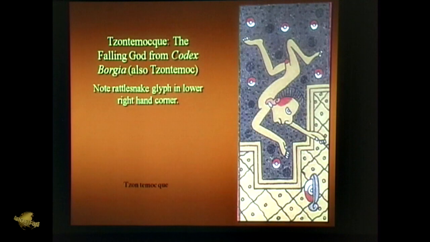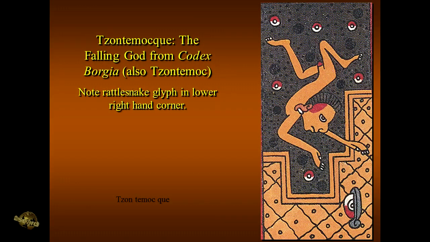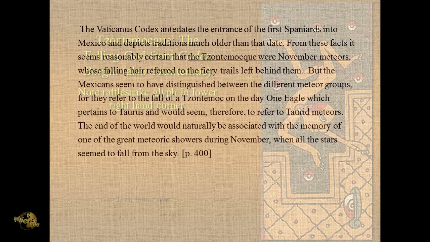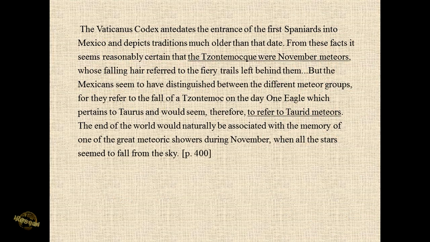And the idea perhaps here is that there was a main object accompanied by a host of an entourage, if you will. And as we're going to see, the geological evidence sort of confirms that. The Vaticanus Codex antedates the entrance of the first Spaniards into Mexico and depicts traditions much older than that date.